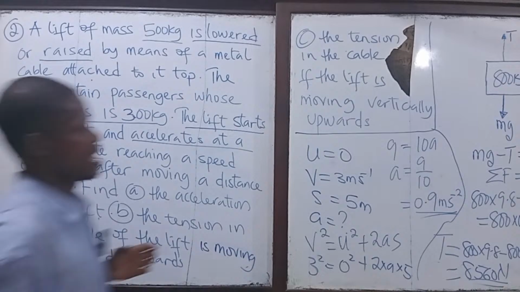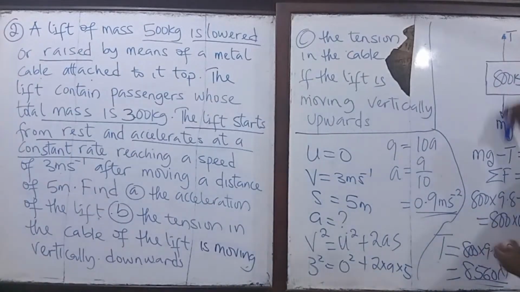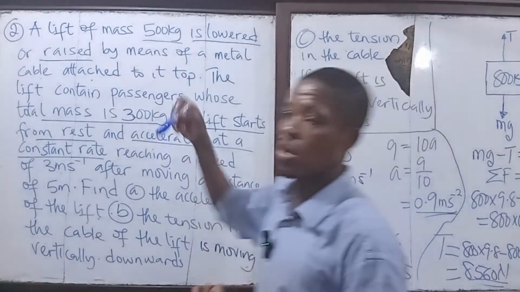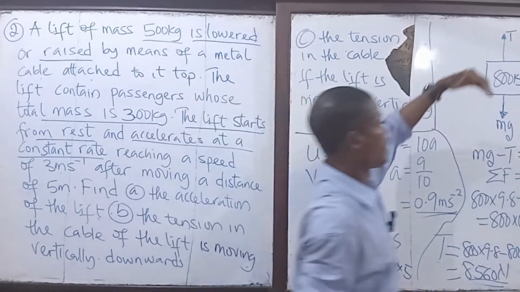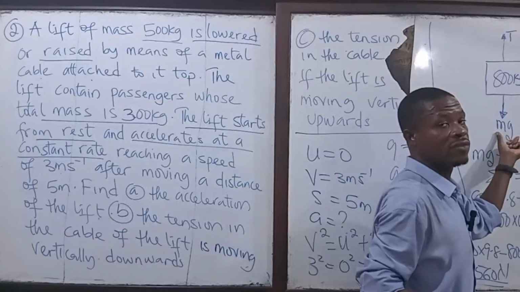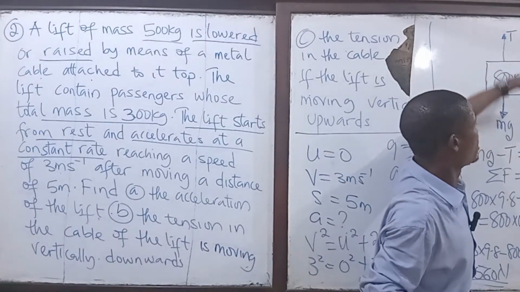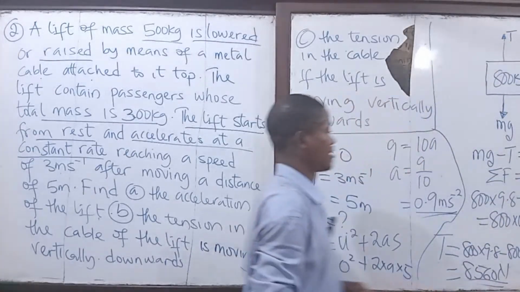Okay, and then you must know that the weight acts downward, and we are told that the case we have here is that the lift is moving downward. That means acceleration is in the direction of what? Of the weight. If it's moving downward, acceleration is downward in that case.